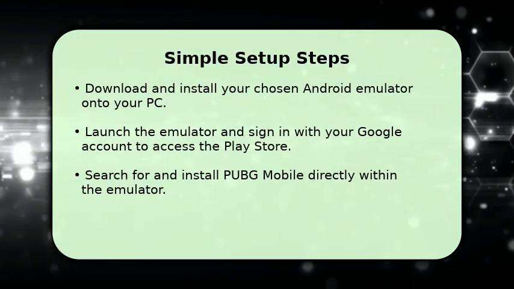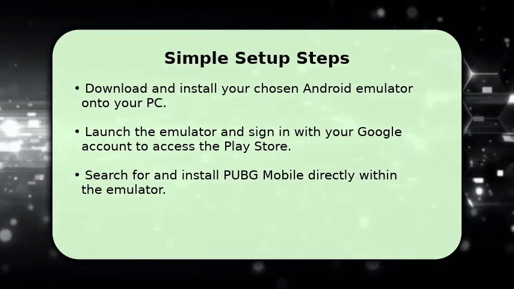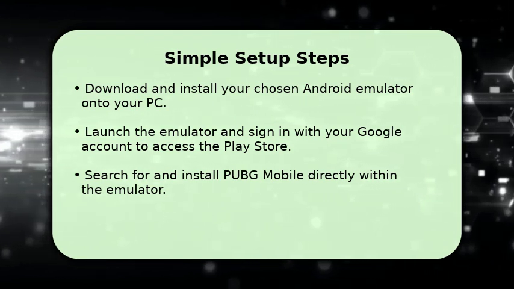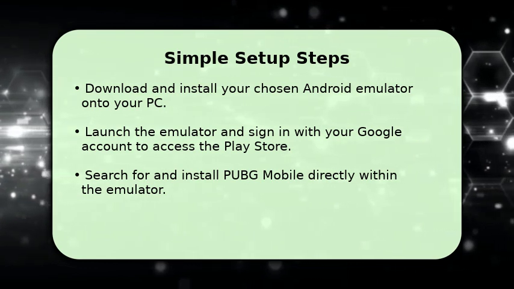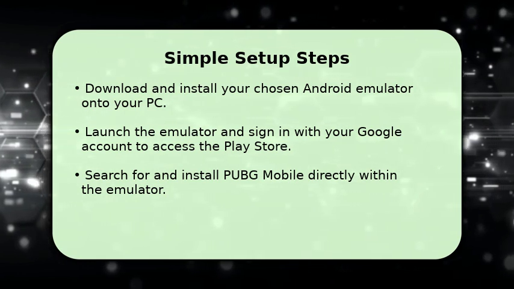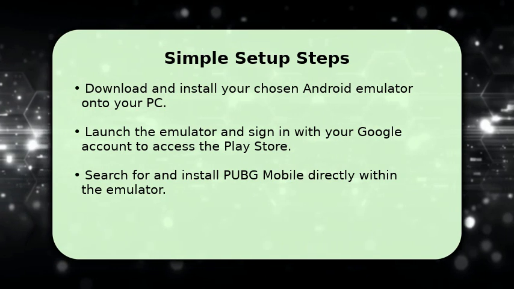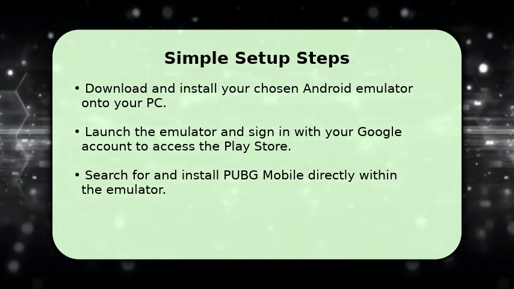The setup is straightforward. First, download and install your preferred Android emulator, like BlueStacks, onto your computer. Once installed, launch the emulator and sign in with your Google account to access the Play Store. Then, simply search for and install PUBG Mobile, just as you would on a mobile device. Finally, connect your joystick to your PC using a USB cable or Bluetooth, preparing it for control mapping.